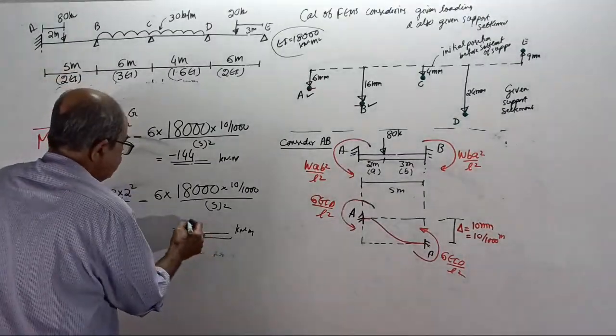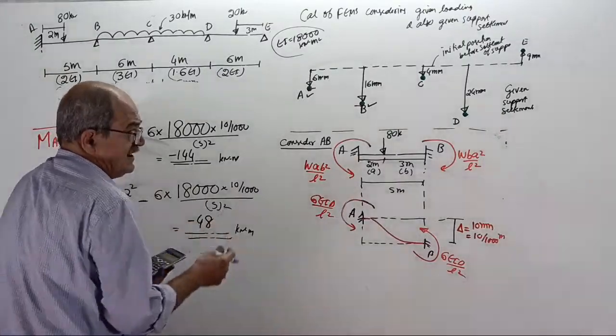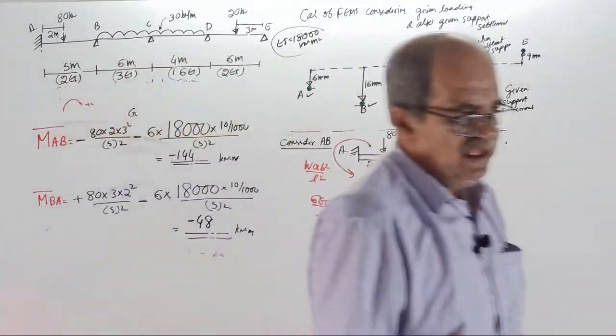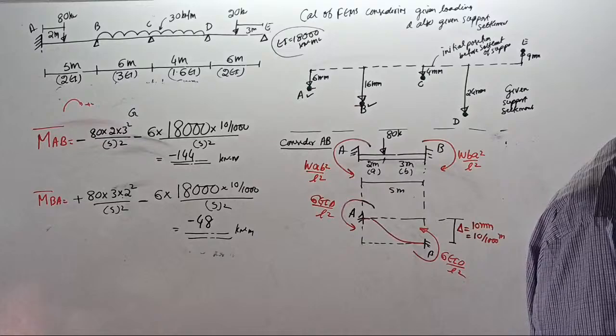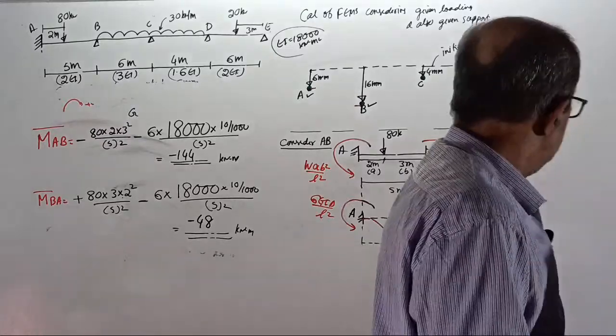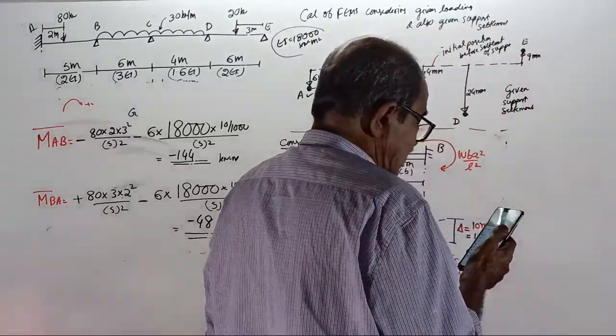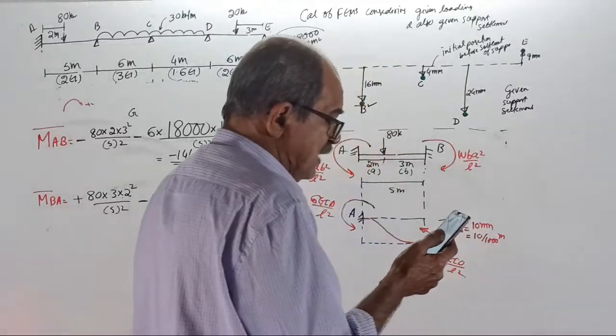Coming minus 48. Correct answer. First one is coming minus 144. Second is coming minus 44. It's first one, plus 8.4. First one. What is the first one?